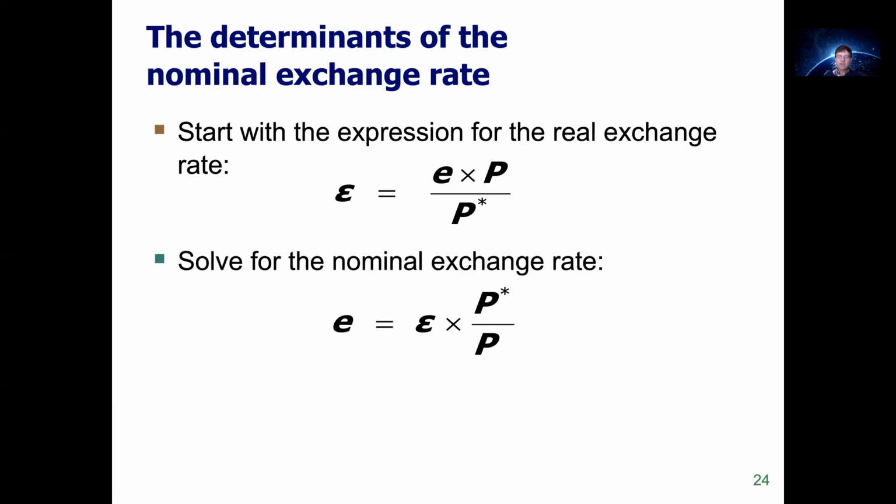Let's solve for the nominal exchange rate. We see that the nominal exchange rate, by definition, is equal to the real exchange rate, which is determined by long-run forces, times the prices abroad over the prices in the US. So if we think of number of yen per dollar, that's going to depend on the real exchange rate times how expensive things are in yen, what the prices are in terms of yen in Tokyo, divided by what the prices in dollars are for things in the US.